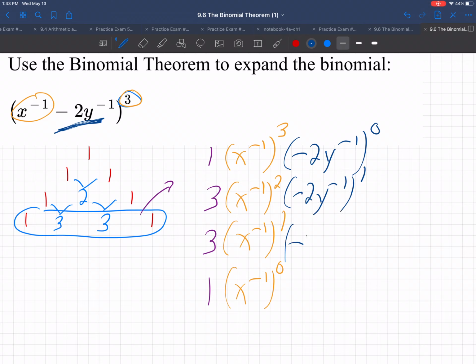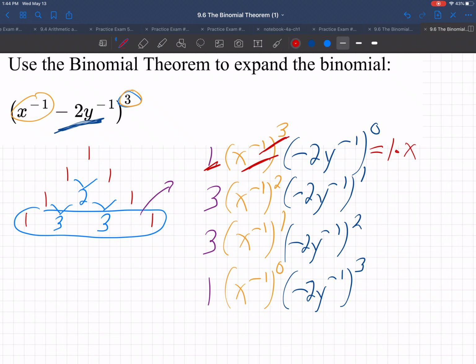to the 1, to the 2, and to the 3. Okay, so now we just need to work these out. So what do these equal? This first one, it's 1 times x to the minus 1 to the 3. Powers outside parentheses multiply powers inside. That'll be x to the minus 3. This whole thing is to the 0 power. That means it's just 1. So that first term is just x to the minus 3.